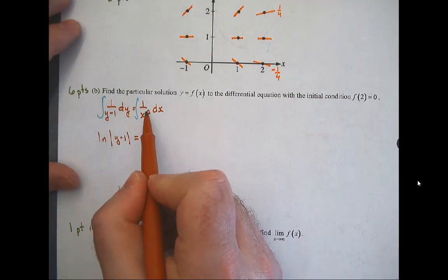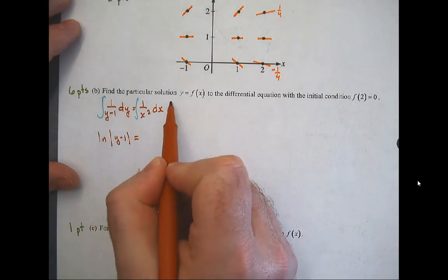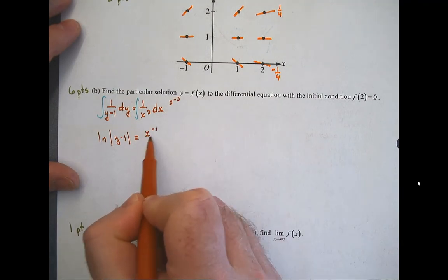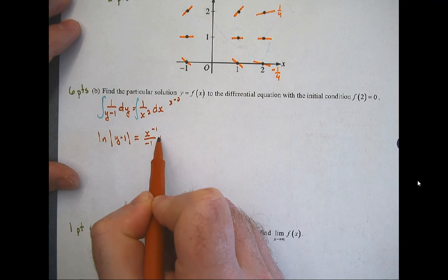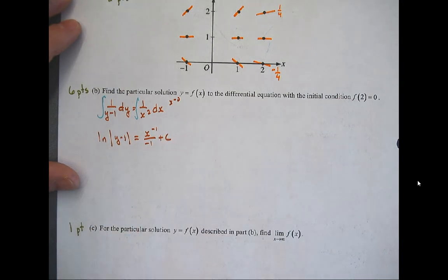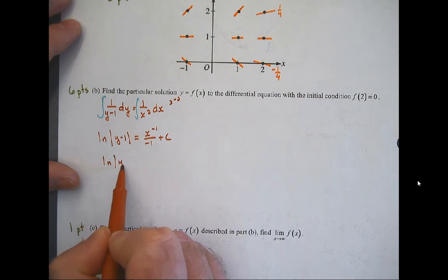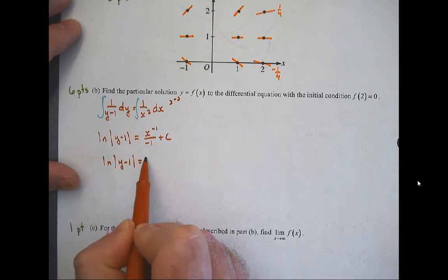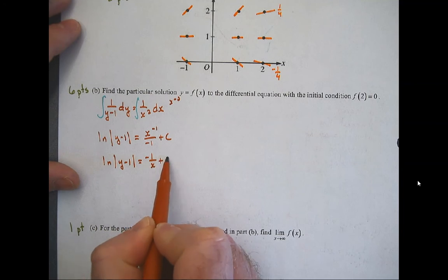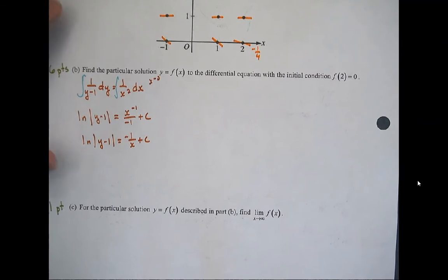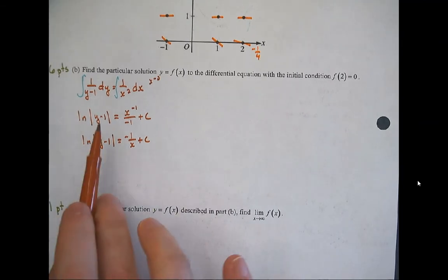Okay, this is not one that we have to u-sub. This is nice. This is x to the negative 2, which means I can add 1, x to the negative 1, divide by my new exponent, plus c. Let's clean this up a little bit. So this would be the natural log of absolute y minus 1 equals negative 1 over x plus c. And this is not yet a general solution because y is not by itself. So we've got to first go after y.